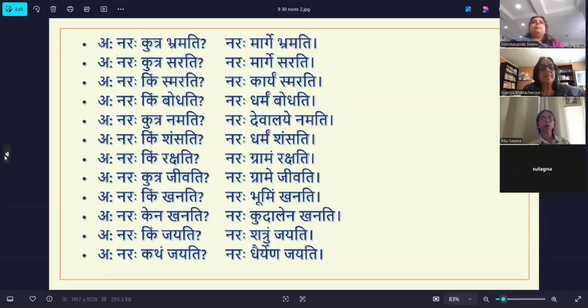Nara Kutra Namati? Namati means to salute, bow down. Devalaya Namati. Devalaya means temple, Deva plus Alaya. Devalaya is a samasa. Deva plus Alaya becomes a completely new word, Devalaya. Alaya means home.